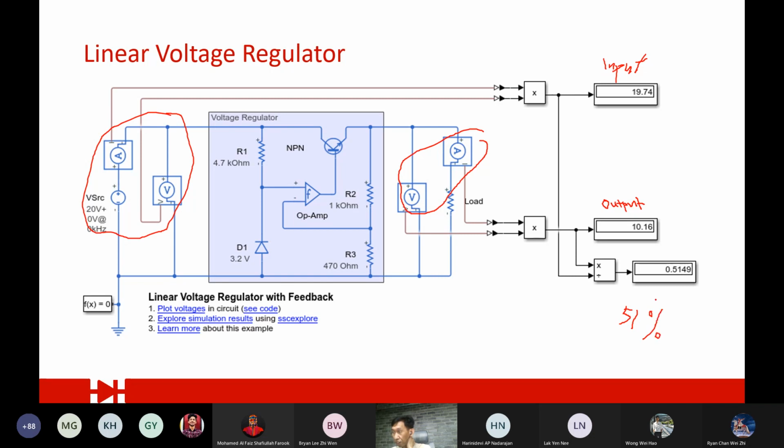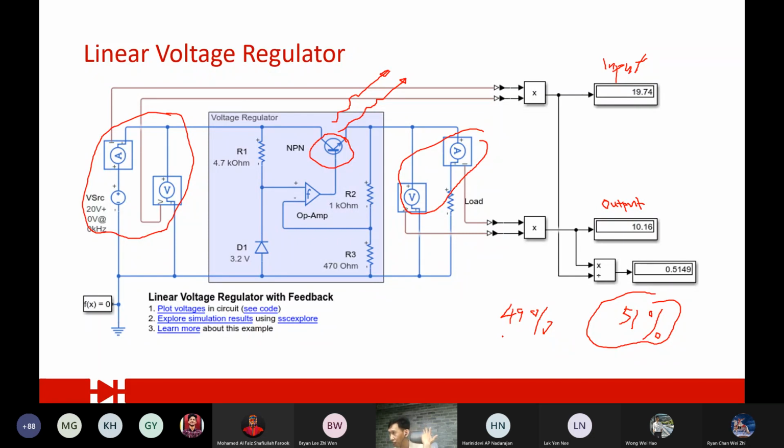Very low, okay? 51% efficiency. So where does the rest of the 49% of energy go? The 49% of the energy goes into this NPN transistor, which dissipates it as heat. So you will find that this kind of regulator also produces heat. The higher the efficiency, the lower the heat; the lower the efficiency, the more heat, because this is the energy, 100%.